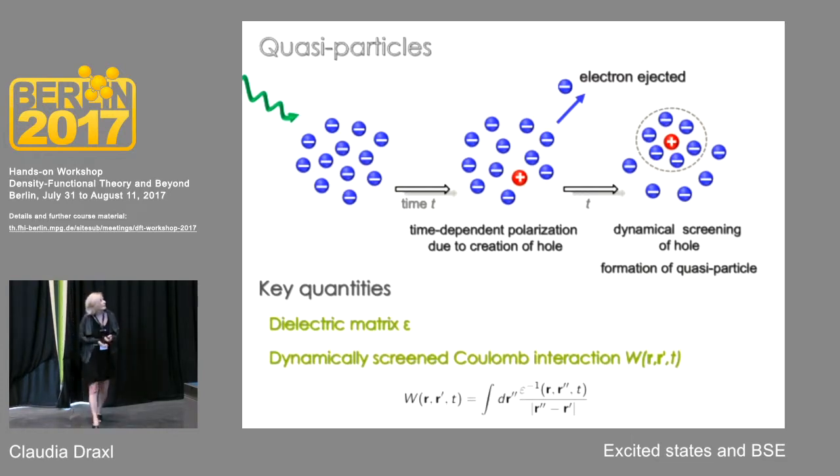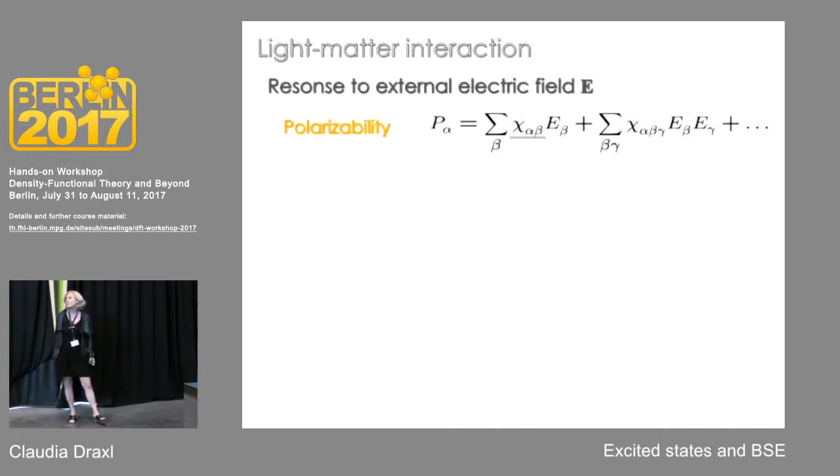So why do I mention this? Because screening is also important in the electron-hole interaction. In this case, it's not the electron-electron interaction that's screened, but now it's the electron-hole interaction, again the Coulomb interaction, that is screened. So how do we get this quantity, this screening matrix? And this brings us to light-matter interaction.